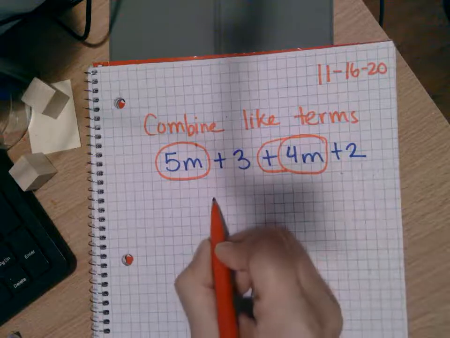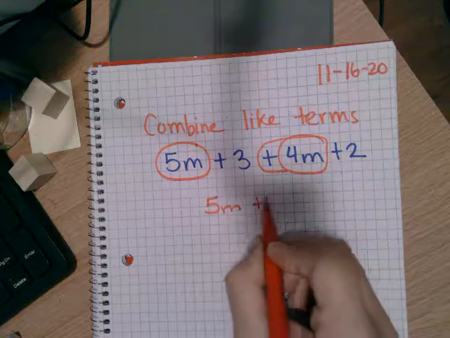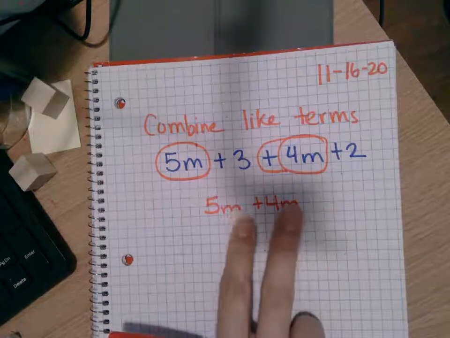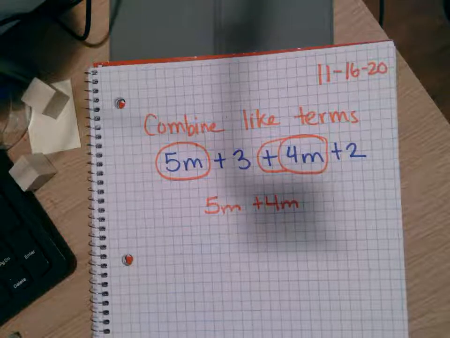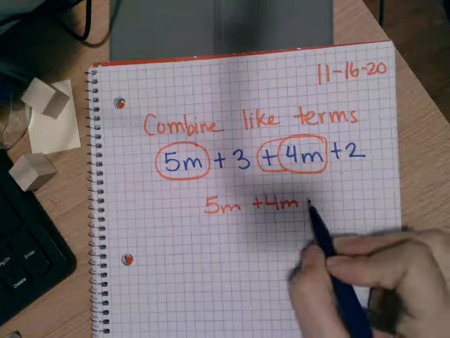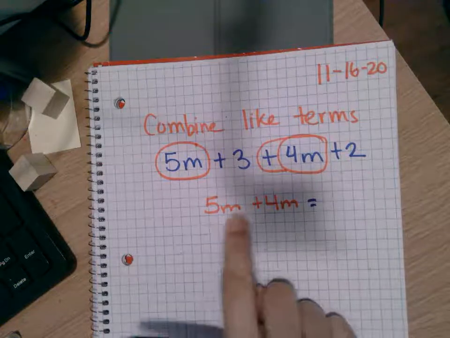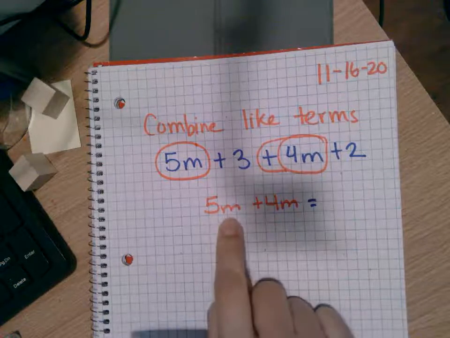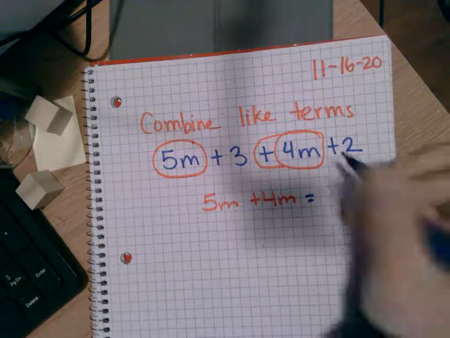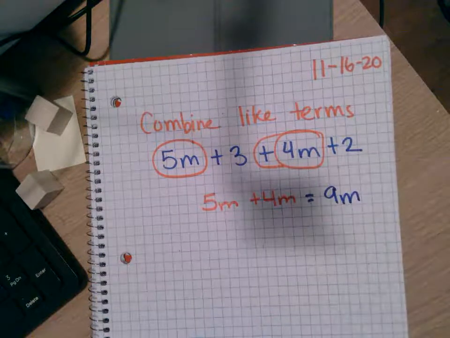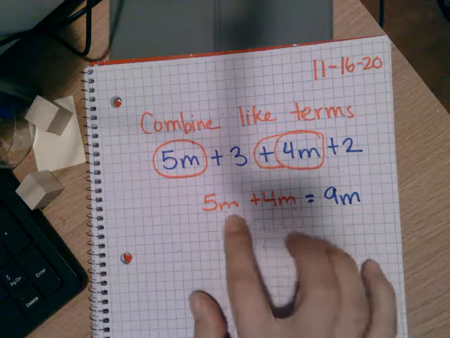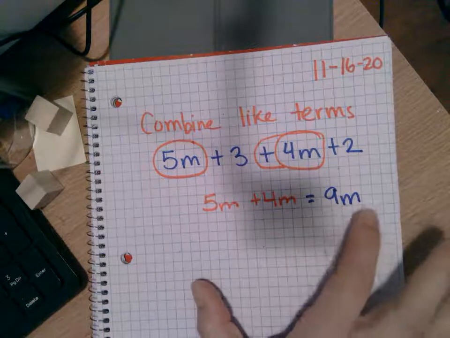So that means that I have 5m plus 4m. Those are like terms. Those look alike because they both have an m on it. So I'm going to combine them and make them 1. So what is 5m plus 4m? What is 5 monkeys plus 4 monkeys? 9 monkeys jumping on the bed. No, don't jump on the bed. So 5m plus 4m is equal to 9m.